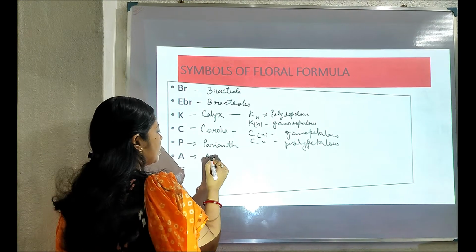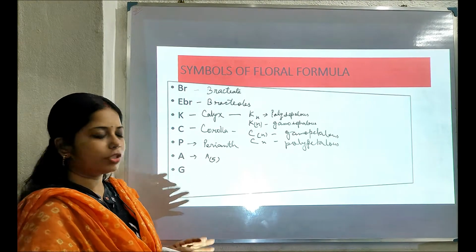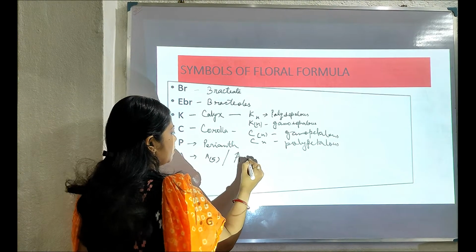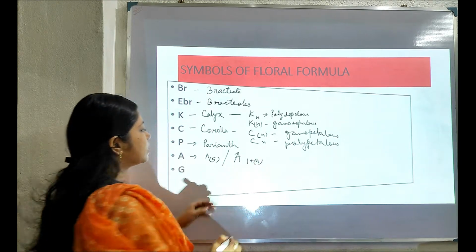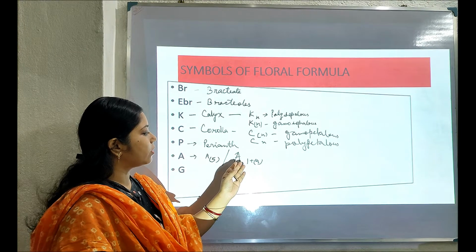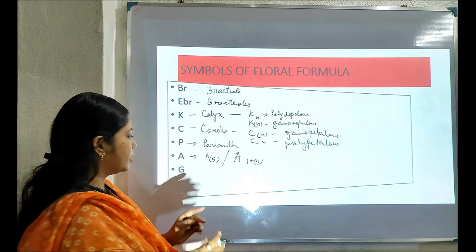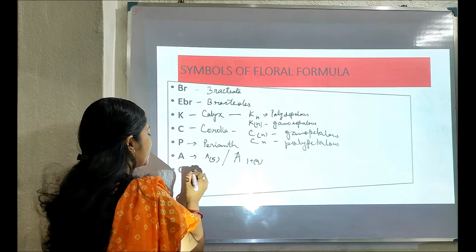Suppose it is 5. That means 5 stamens and they are joined to each other. It can be A 1 plus 9. That means monadelphous type of stamen. Total number of 10 stamens where one is in a single bundle and another 9 stamens fused to form another bundle. This type of condition.